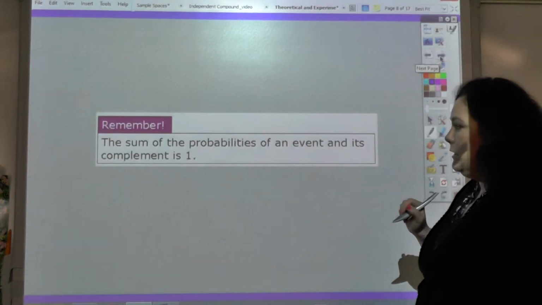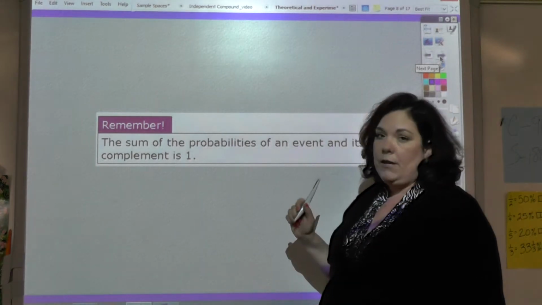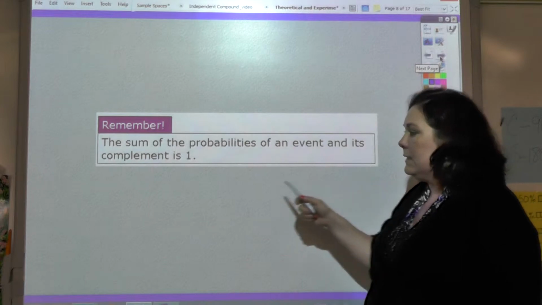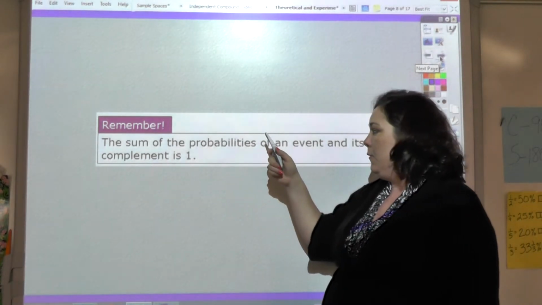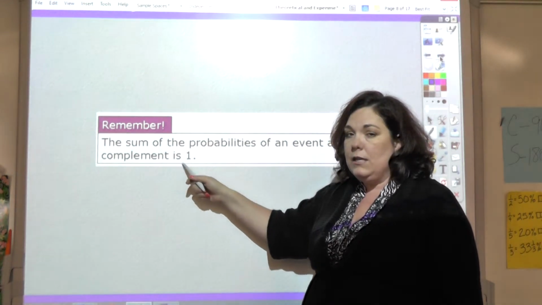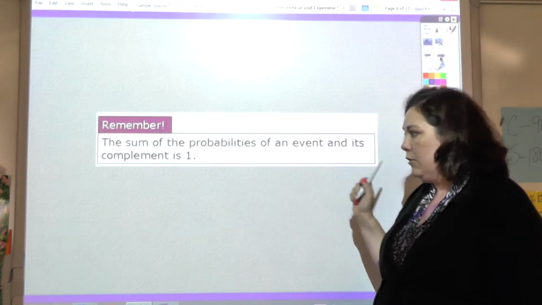Okay. And so now, the thing you need to write in your notes is the sum of the probabilities of an event and its complement. So the probability that something's going to happen and that it's not going to happen is 1. So write this in your notes.